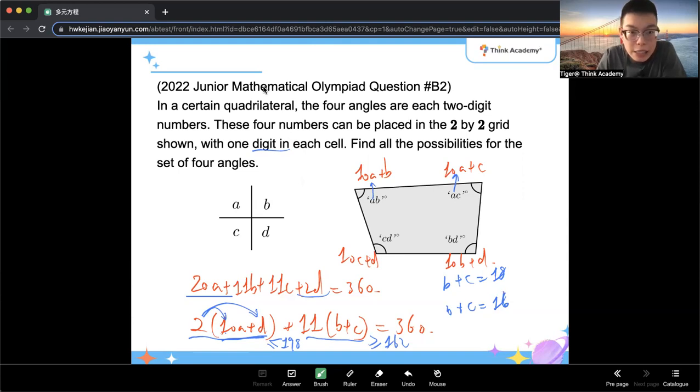Because 10A adding D, A and D are both digits. So the maximum of A is 9 and the maximum of D is also 9. So the maximum of 10A adding D is 99. And 2 times 99 is 198. So it's going to be equal to or less than that.